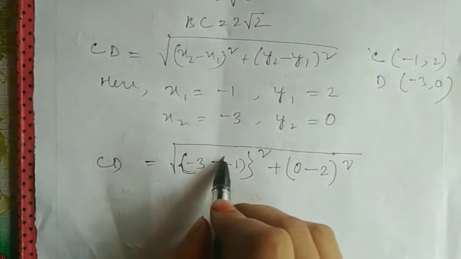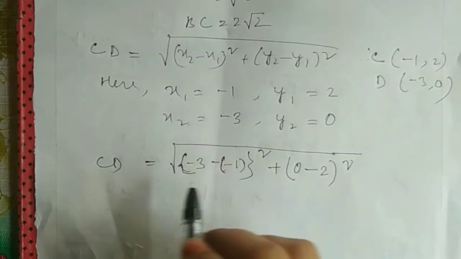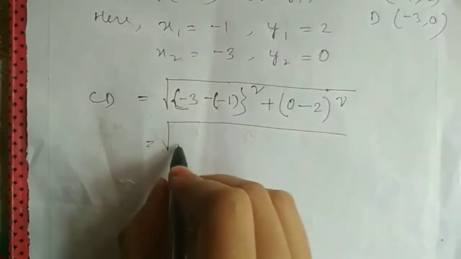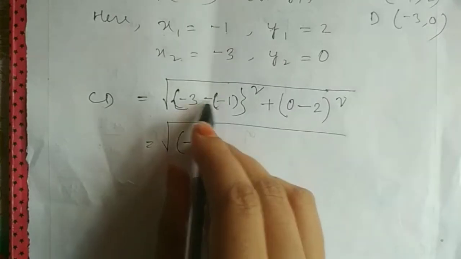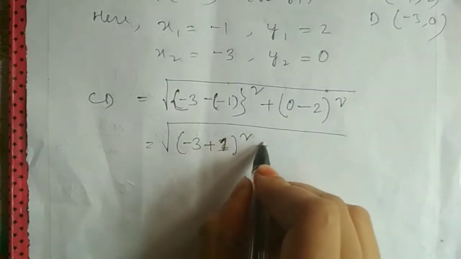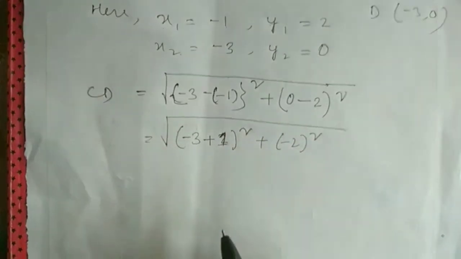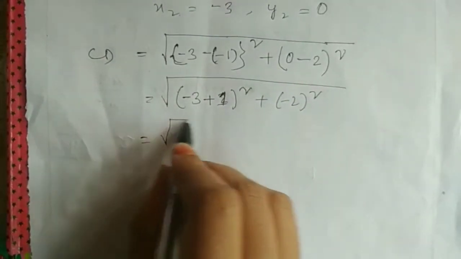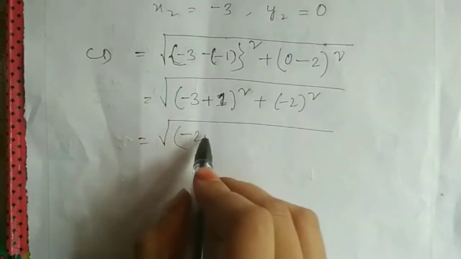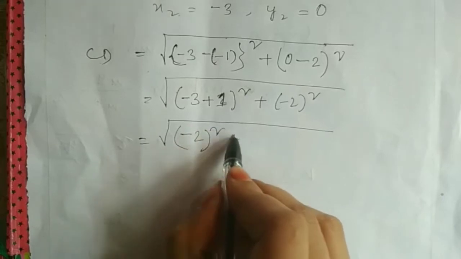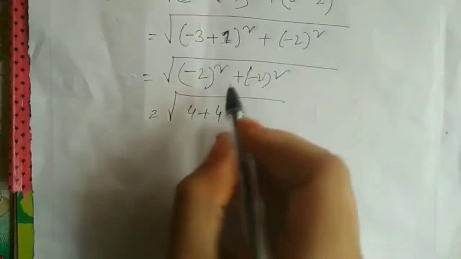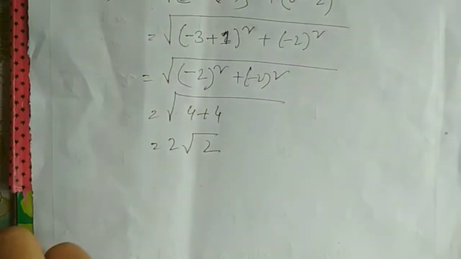If there is a minus, put a bracket, then there is no chance of mistakes. Otherwise, if you do it directly, mistakes happen. Minus 3 minus minus 1, whole square, plus minus 2 square. Then minus 3 plus 1 is how much? Minus 2, because minus is here, so minus 2 square plus minus 2 square. That is 4 plus 4, that means 2 root 2.